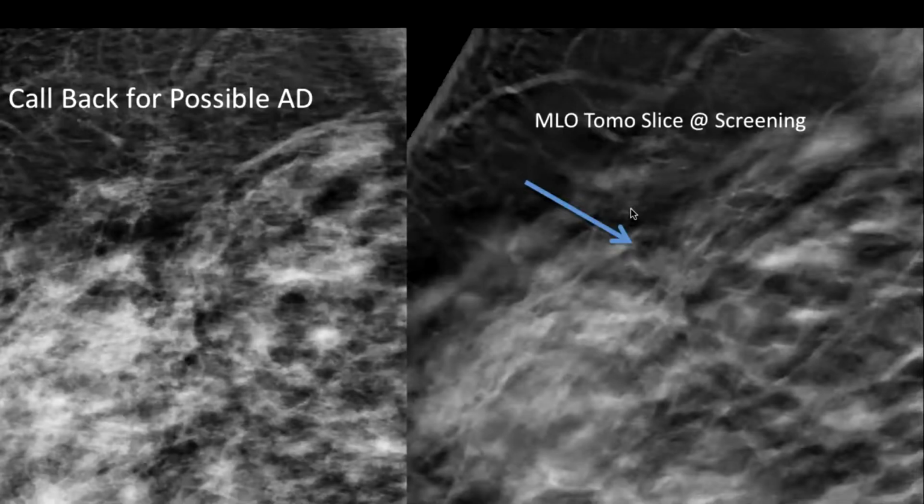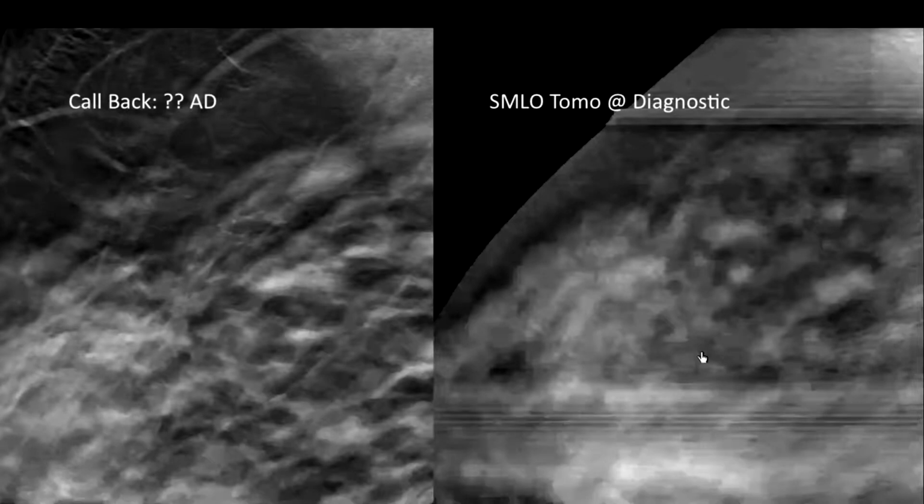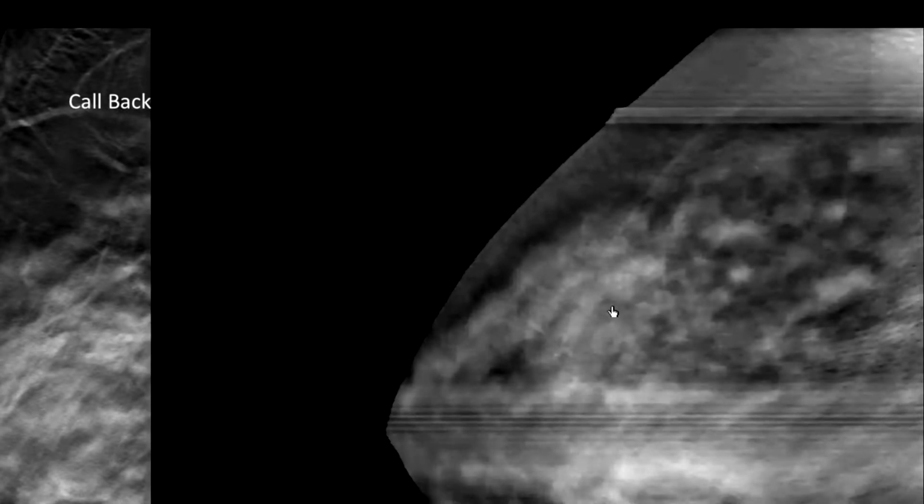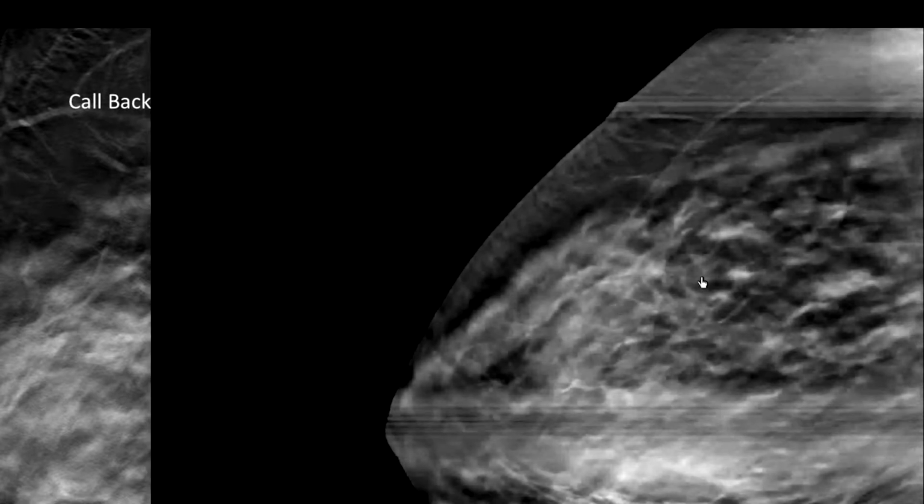A callback for possible distortion. Now, this is the contralateral side of that last case I just showed you. On 2D we didn't see anything, but my colleague was wondering whether there was architectural distortion in the contralateral breast. And I think it's a very reasonable call. You're looking at maybe a spiculated mass, and then again with lines out here. And so this is that same picture, and then on the tomo, oh, it switched.